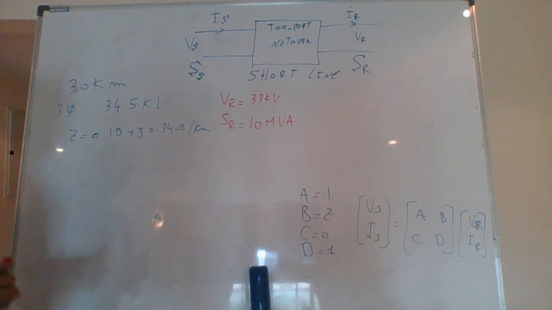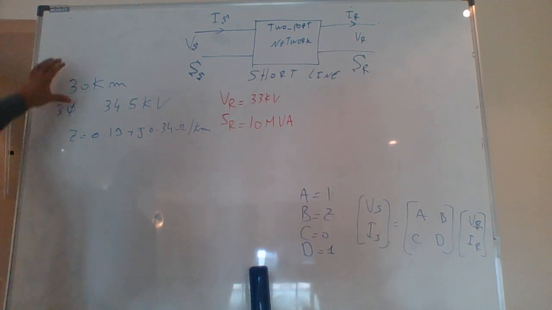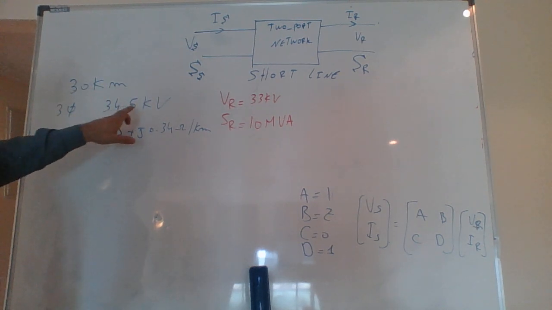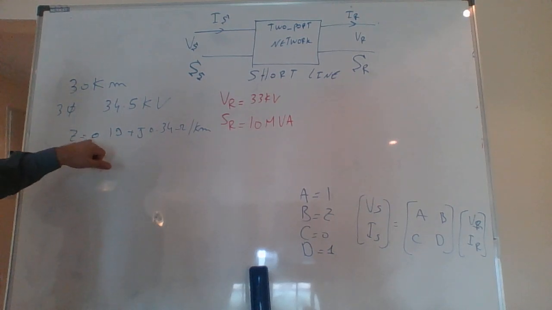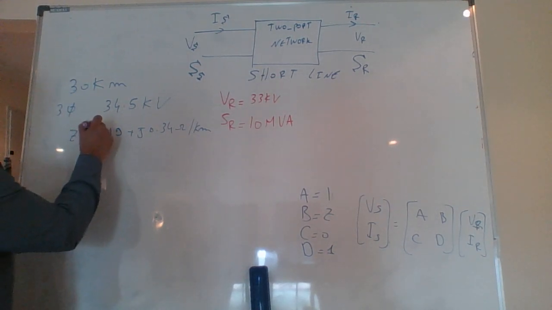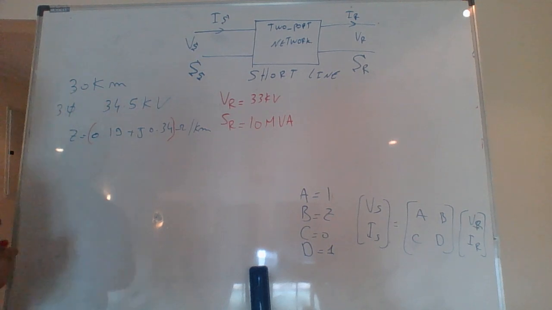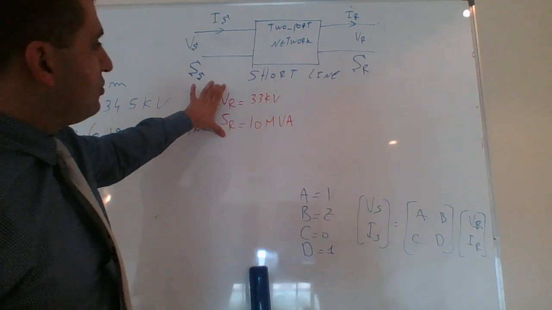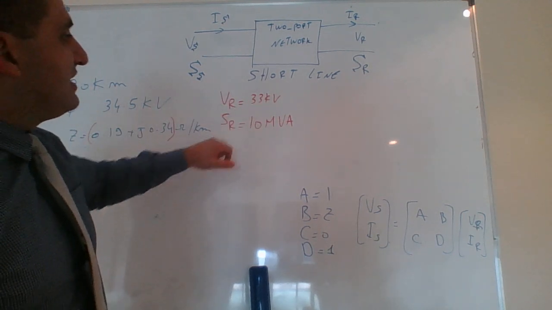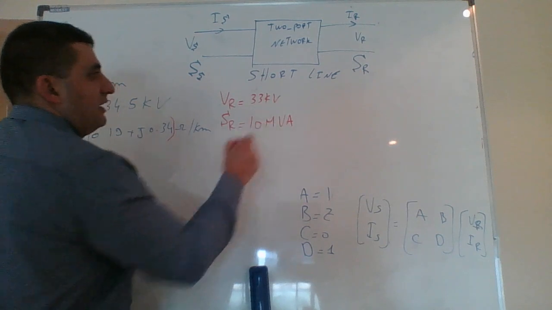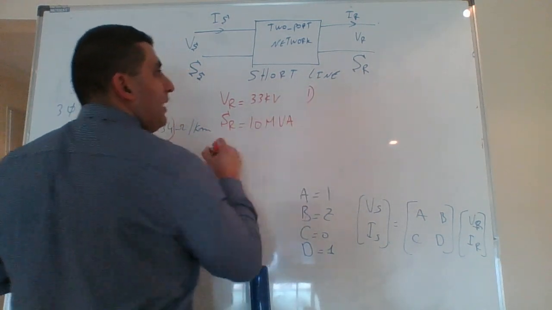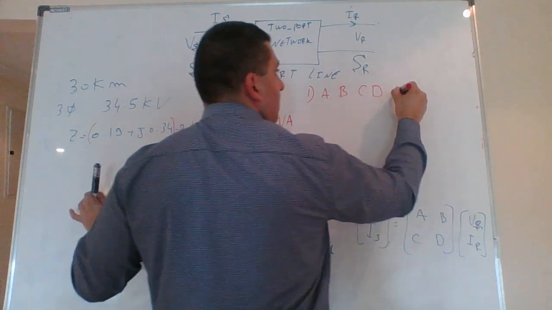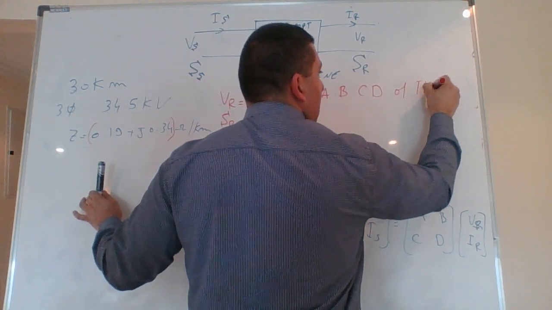So, what's being given to us? A 30 kilometer, three-phase transmission line with a line-to-line voltage of 34.5 kilovolt. Z is 0.19 plus j0.34 ohm per kilometer. The receiving voltage is 33 kilovolt. The receiving complex power is 10 MVA. Question number 1: I need to find A, B, C, D of the network under consideration.